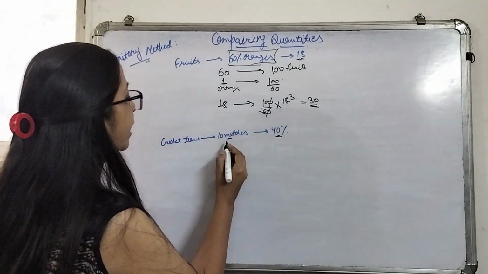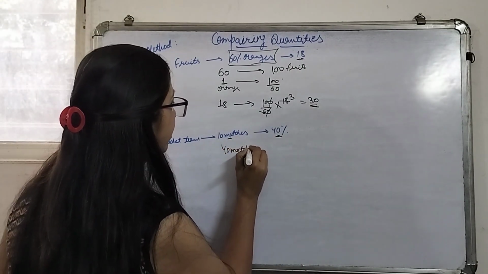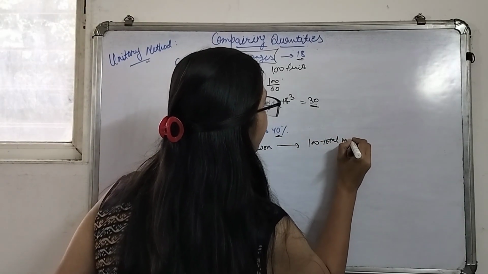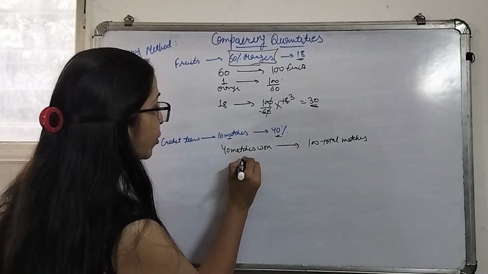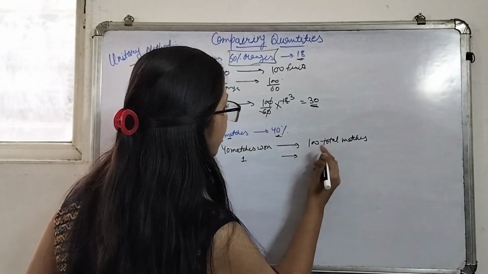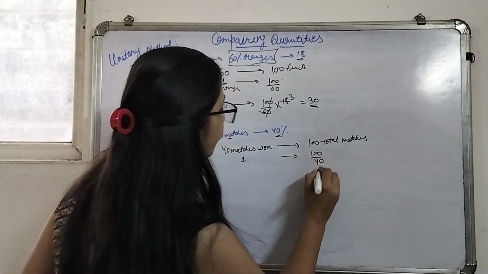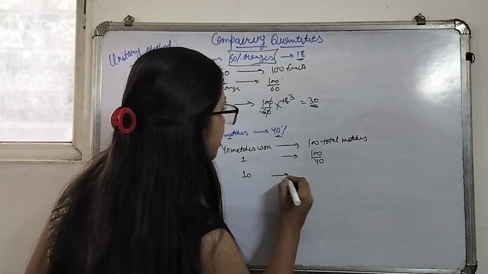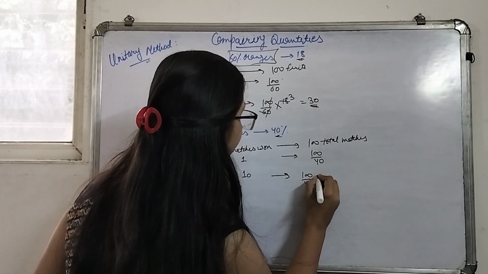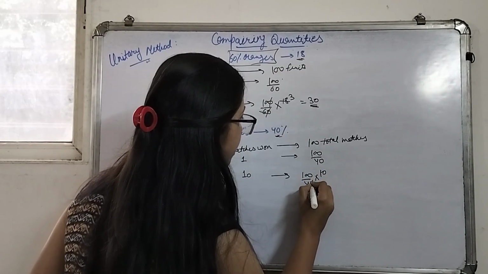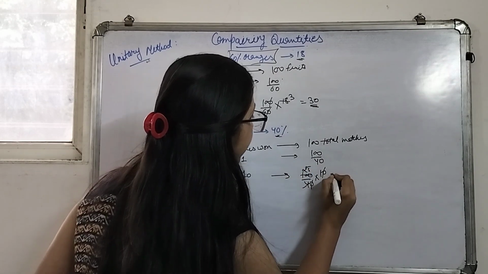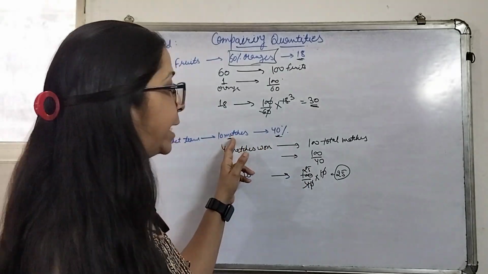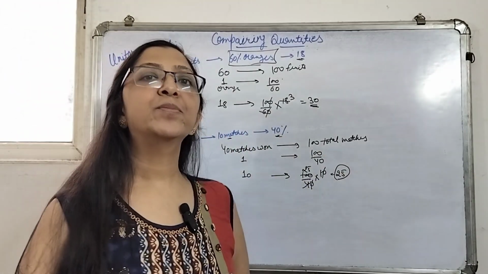So what we'll be doing: if they have won 40 matches, they have played 100 total matches. Now if they have won one match, then the total number of matches played was 100 over 40. And if they have won 10 matches, then the total number of matches played was 100 divided by 40 multiplied by 10. 4 tens are 40, 4 times 25 is 100. That means they have played 25 matches in total, and out of these 25 they have won 10 matches, which is 40% of the total matches.